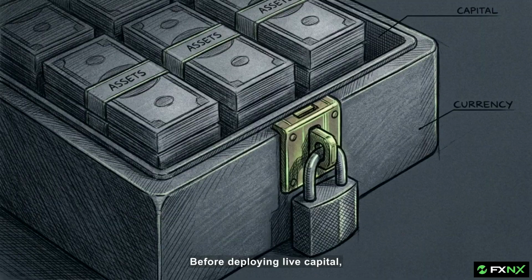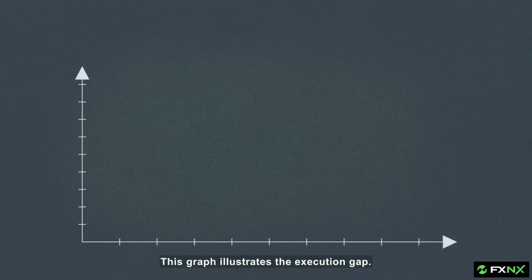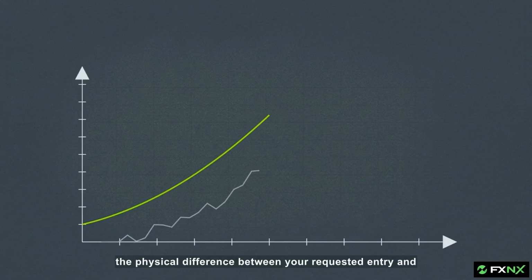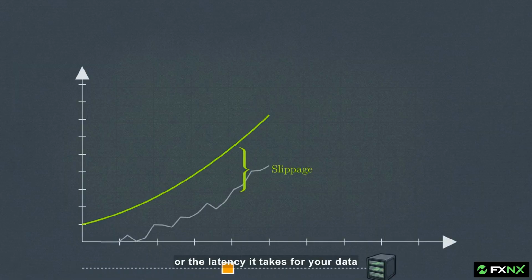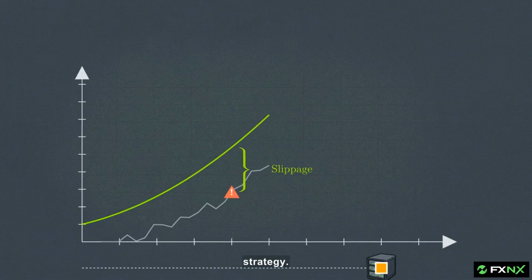Before deploying live capital, you have to acknowledge the limits of your historical backtests. They calculate returns using sanitized, perfect data that doesn't reflect actual market conditions. This graph illustrates the execution gap. Perfect backtests don't account for slippage, the physical difference between your requested entry and the actual fill price, or the latency it takes for your data packet to reach the broker. These hidden variables will destroy a high-frequency strategy.